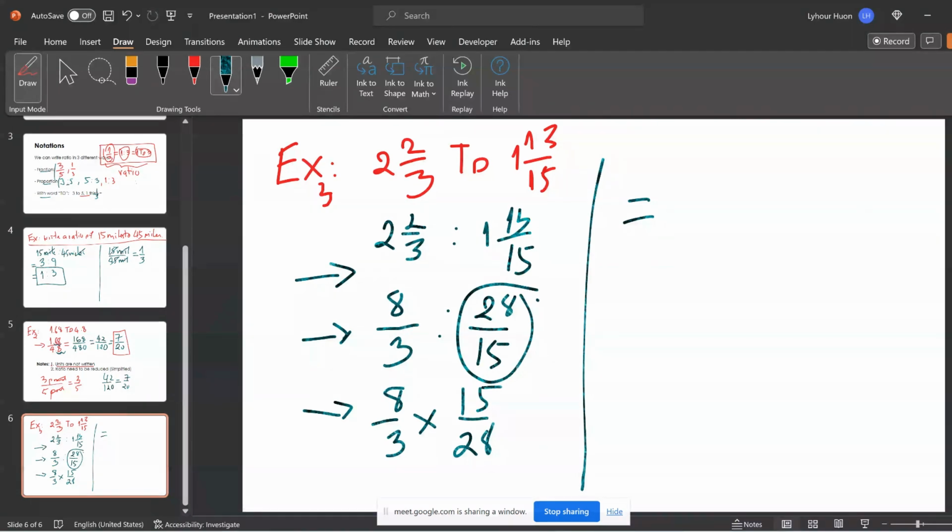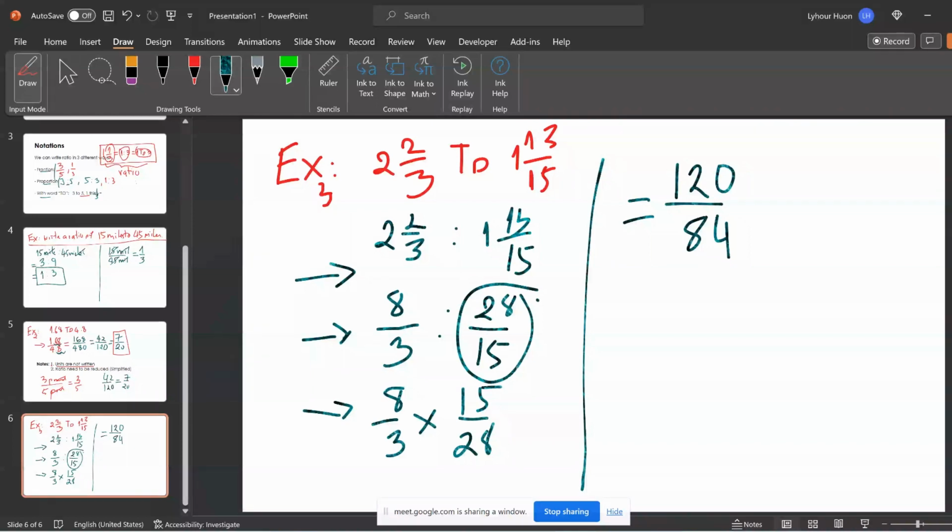Let's look at 8, 6, 8, 16, 24, 4, 8. Is it 120? No, that's wrong. It has to be 8, 16, 24, 4, 6. Yeah, that's right. 120 over 84.